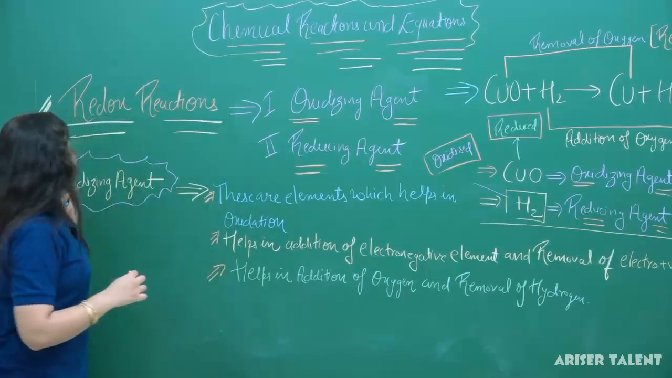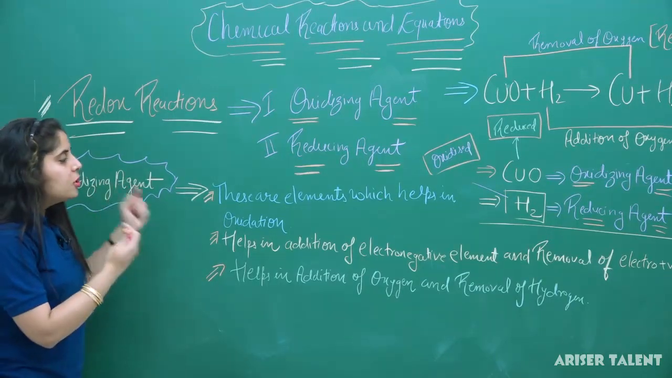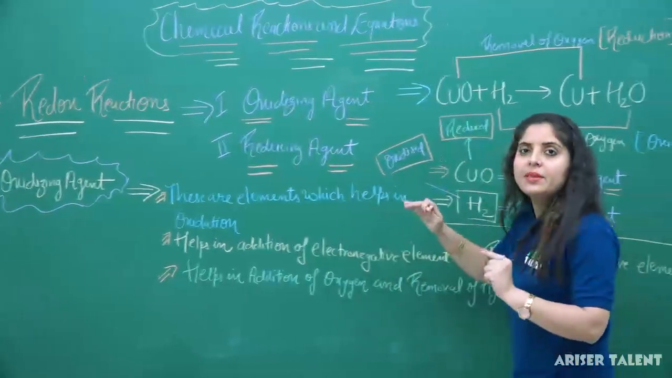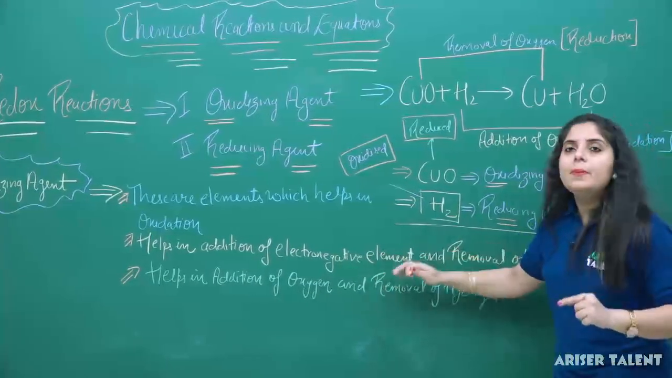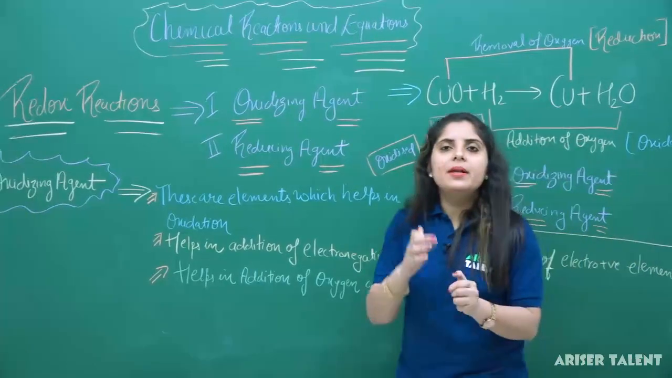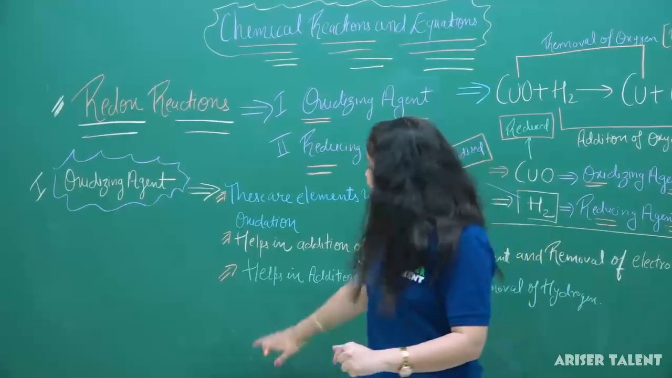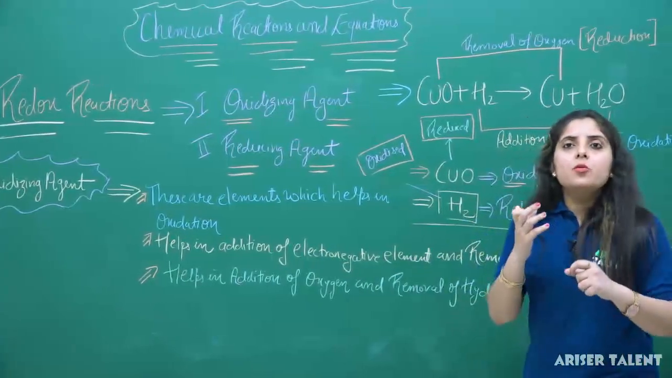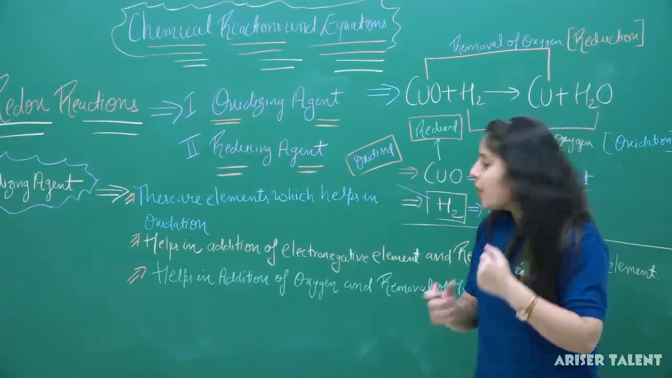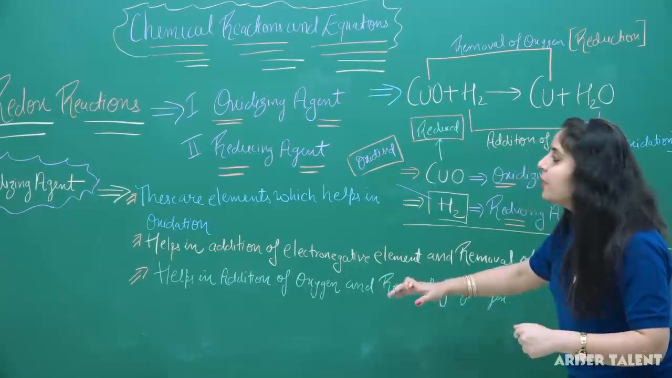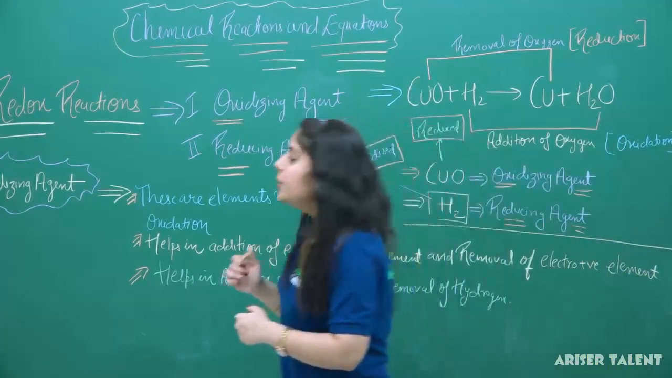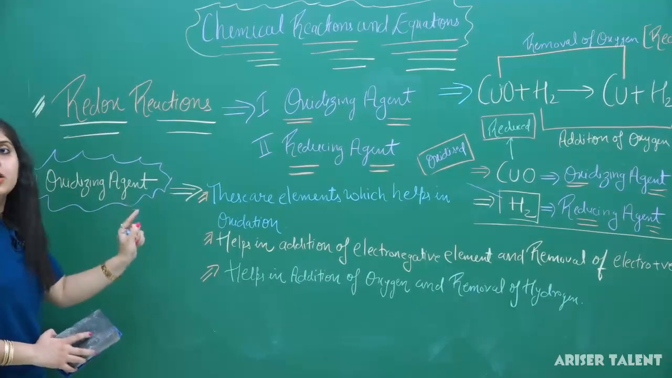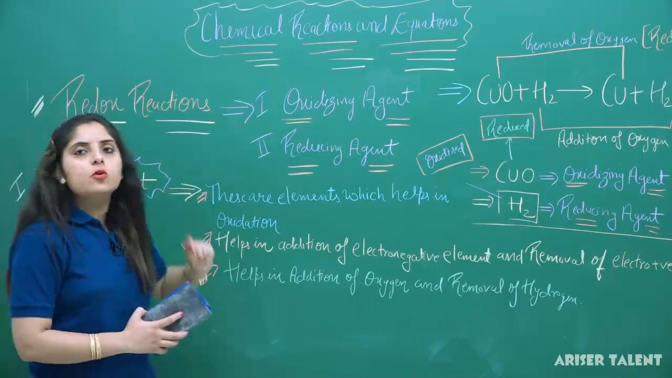Now, similar to the oxidizing agent, we also have the reducing agent. Reducing agents are the elements which help in the reduction. It helps in the addition of electropositive element and removal of electronegative element. And the last one, it helps in the removal of oxygen and helps in the addition of hydrogen to it. So these points will be the contrary in case of the reducing agent. So now we have dealt with our two terms, that is oxidizing agent and reducing agent.